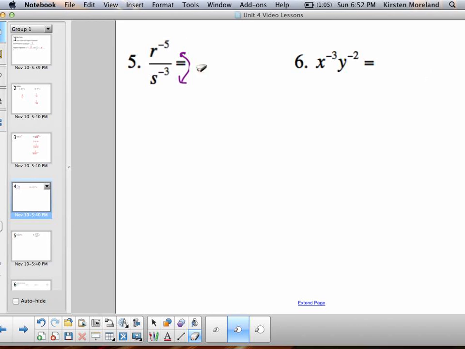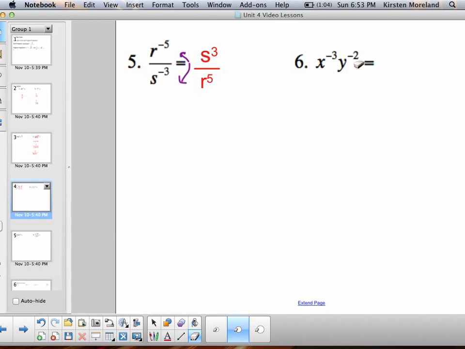Right, the next one, notice I already have this nice arrow drawn. If both of these are negative, so it's like I'm going to reciprocate them. The r to the negative 5 is going to go on the bottom, because it was negative on top, and the s to the negative 3 is going to go on top to make it a positive exponent. So I'm going to flip it around, right?